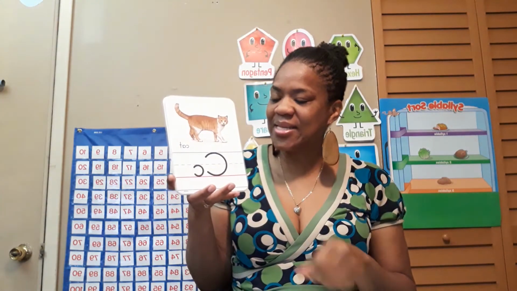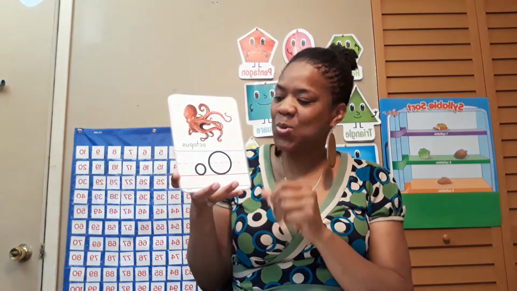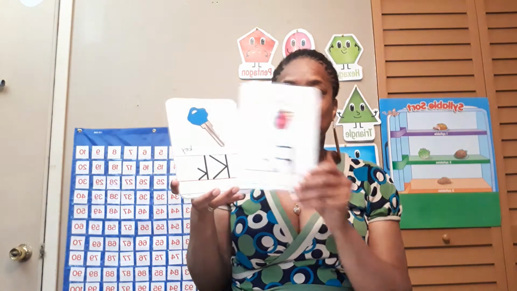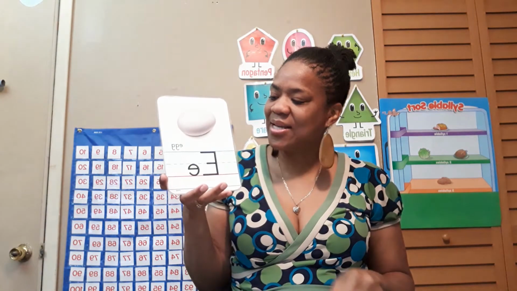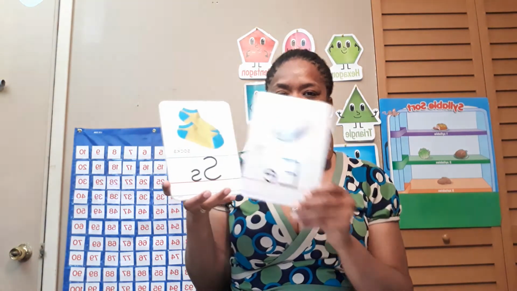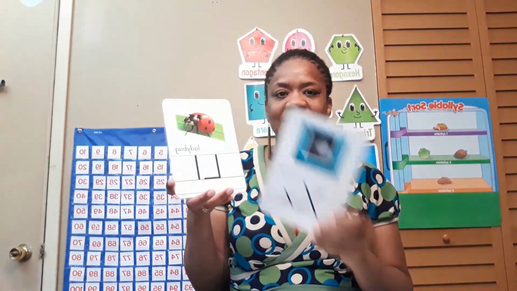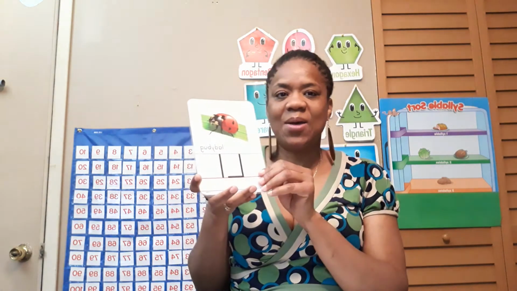The letter is C, the sound is K. The letter is A, the sound is A. The letter is O, the sound is A. The letter is R, the sound is R. The letter is K, the sound is K. The letter is E, the sound is E. The letter is S, the sound is S. The letter is X, the sound is X. The letter is L, the sound is L.